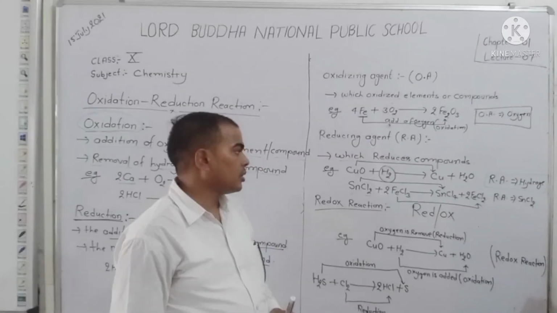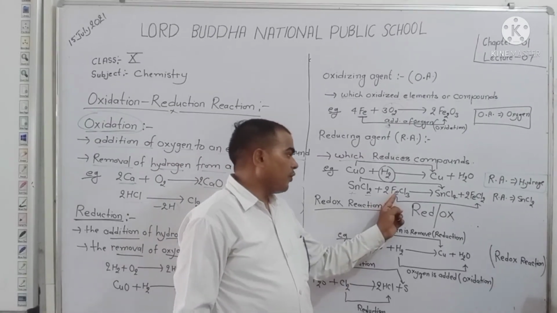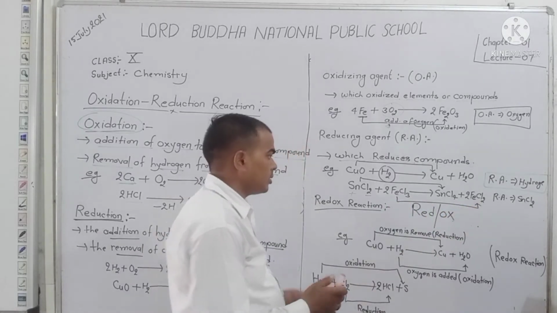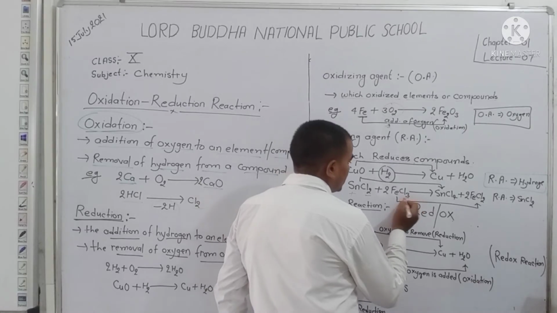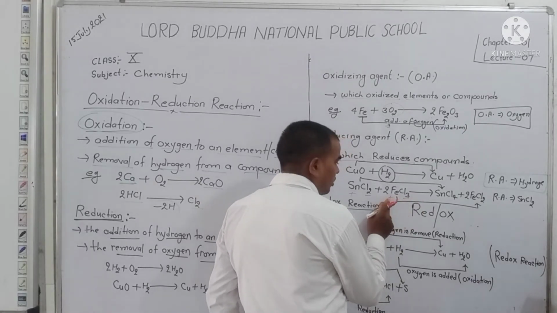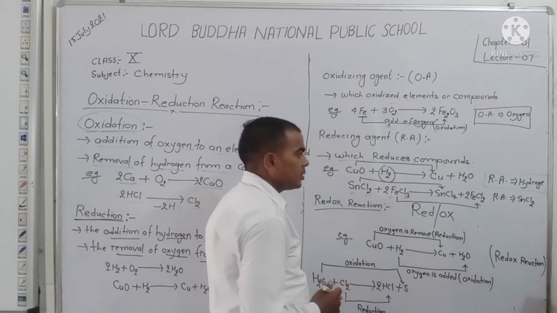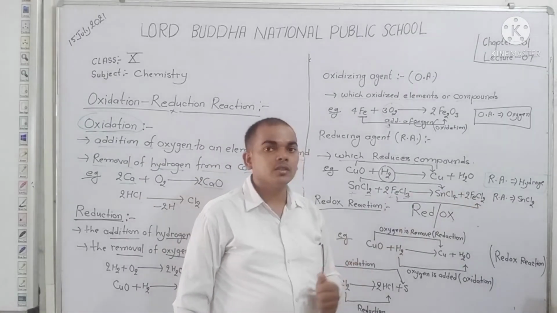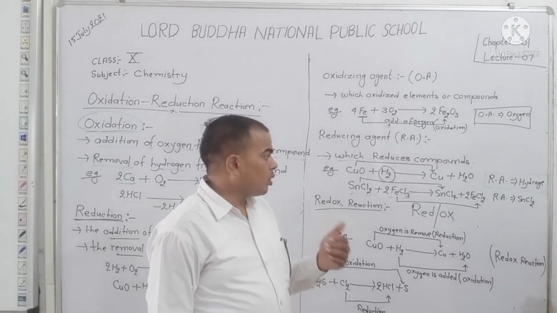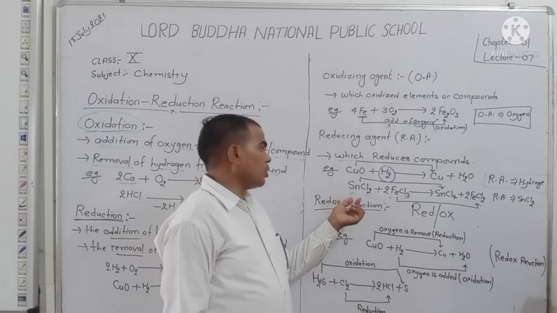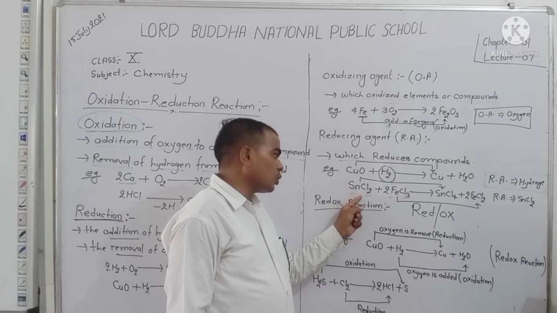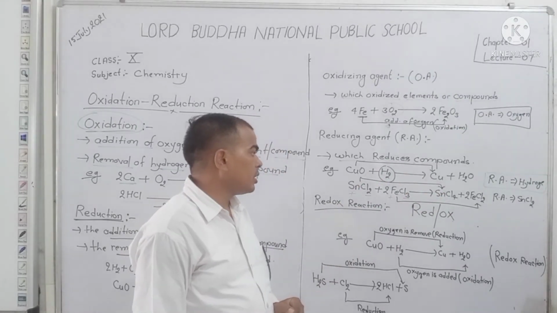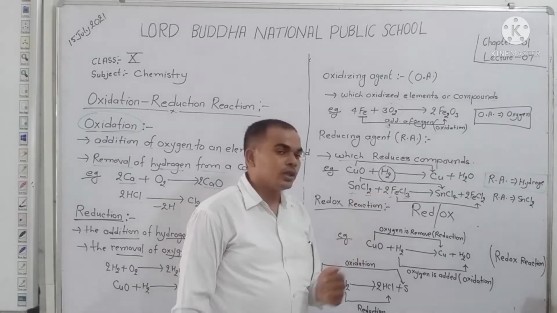Dear student, here FeCl3 removes one negative ion. Negative ion means Cl ions. Here Fe is positive ion, Cl negative ions. In this reaction, Fe loses its negative ions because SnCl2 receives the negative ions. Okay. So here negative ions are lost.